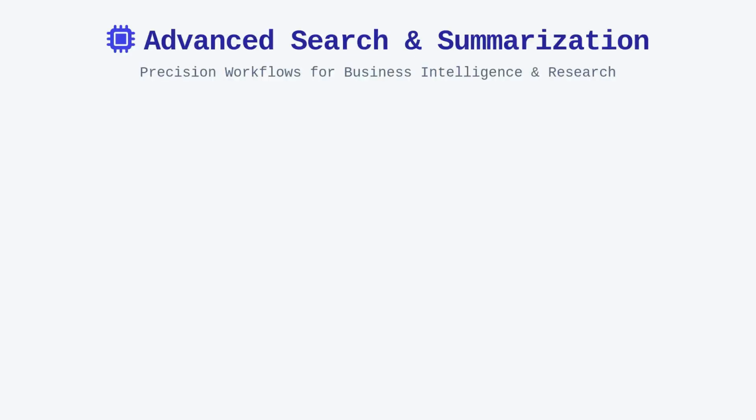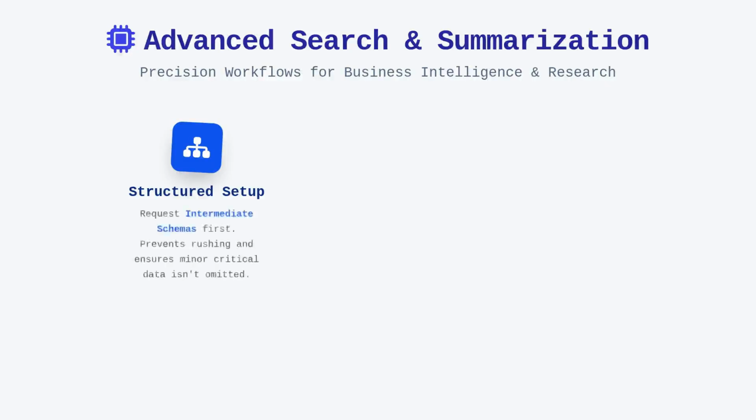Beyond simple extraction, we can implement sophisticated search and summarization patterns that are particularly useful for business intelligence and academic research. When dealing with high-volume inputs, request that the model generate intermediate schemas or structured lists before it constructs the final summary. This prevents the model from rushing toward a summary, which often leads to the omission of minor but critical data points identified in the deeper layers of the provided documentation.